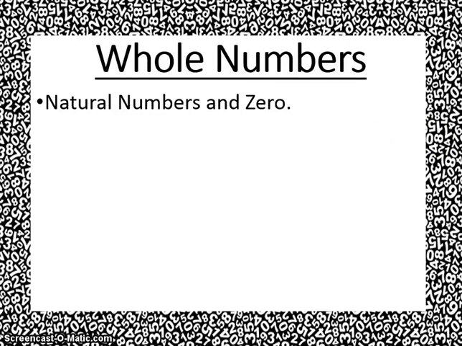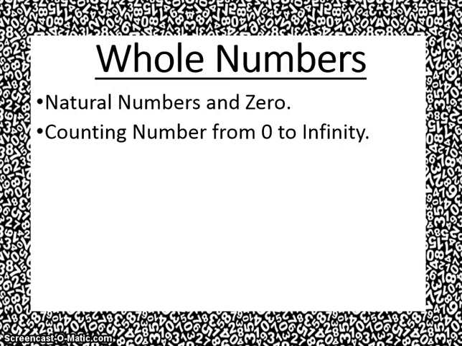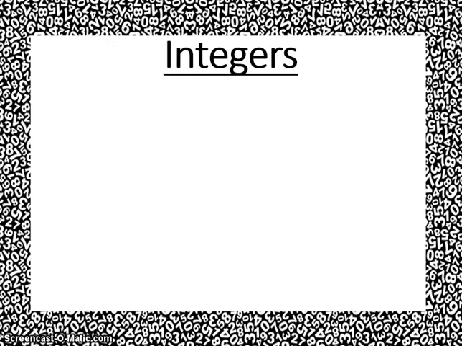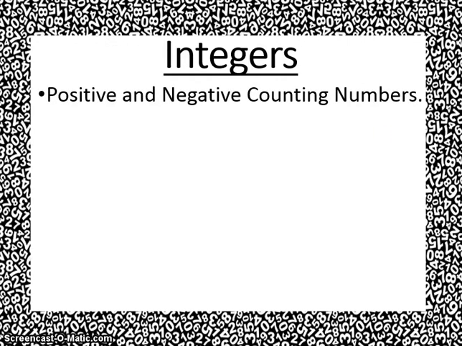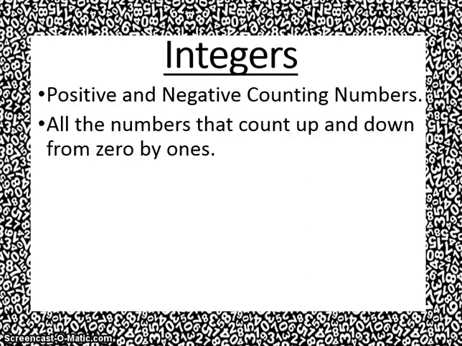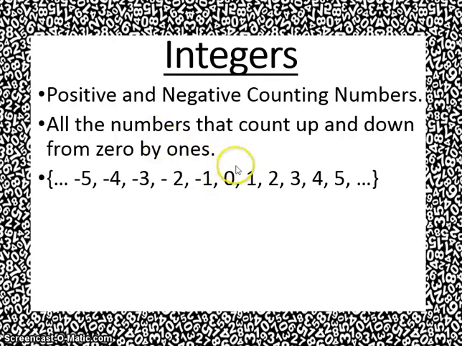When you take the set of natural numbers and add 0 to it, you get the set of whole numbers. Whole numbers are the counting numbers from 0 to infinity. 0, 1, 2, 3, and so on. Integers are similar. They include 0 to infinity, but they also go in the negative direction as well. -1, -2, -3, and so on. They are all the numbers that count up and down from 0 by ones. Here's a depiction on a number line. Notice it starts at 0. They go up by ones to infinity, and they go down by ones to infinity. Notice none of the numbers have decimals or fractions.